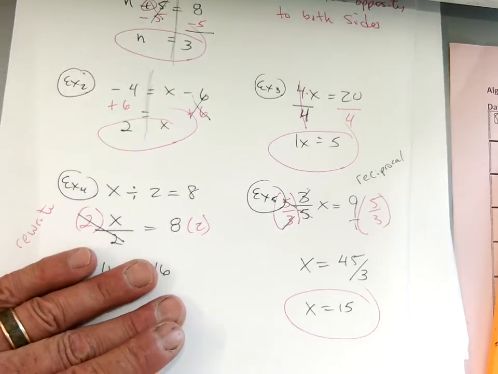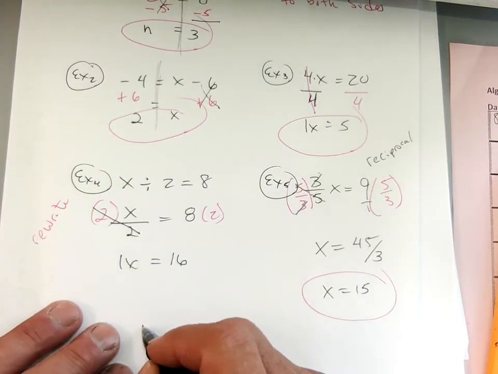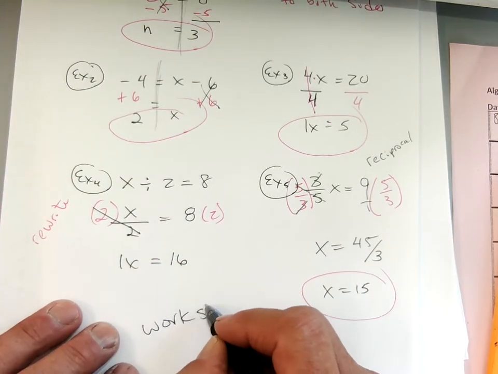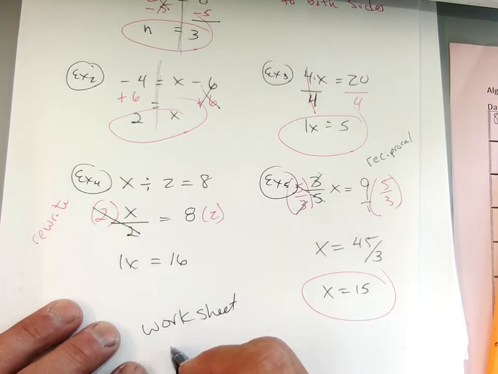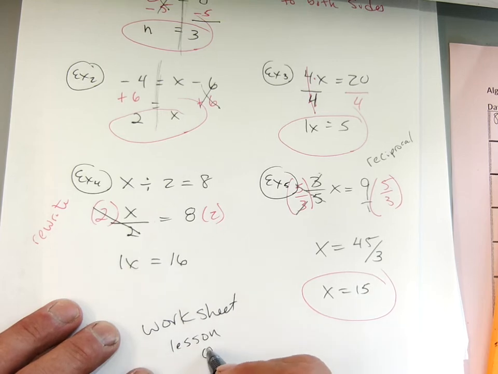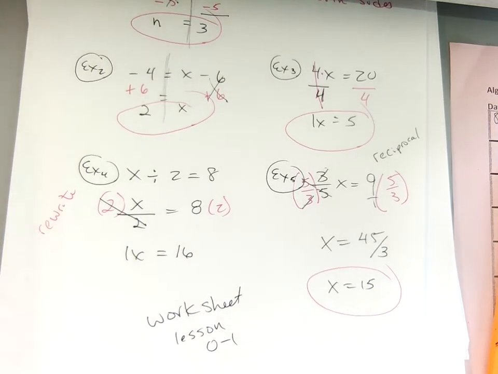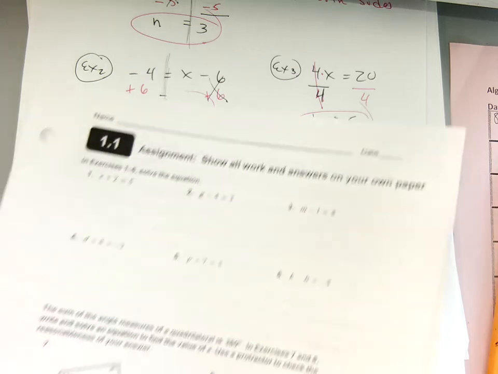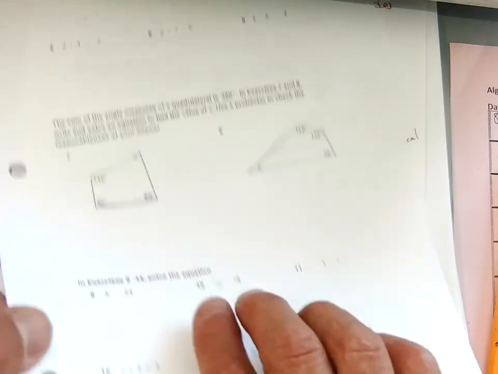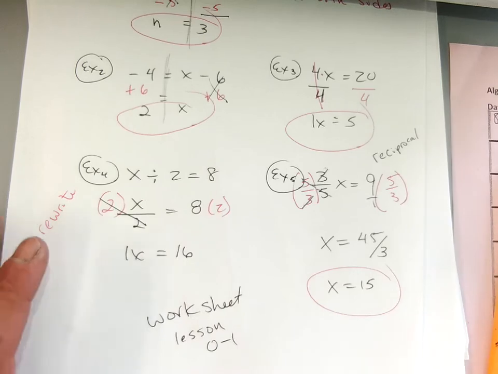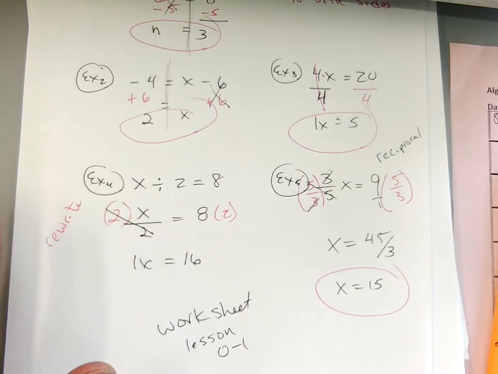Your homework was a worksheet. The worksheet was lesson 0-1. I'll show you. And it looks like this. So hopefully you guys can get the answer to all that, and we'll look at that tomorrow. Okay, that's all I have. Please do your homework. We'll look at it tomorrow in class.